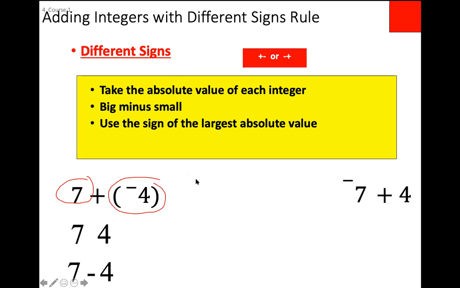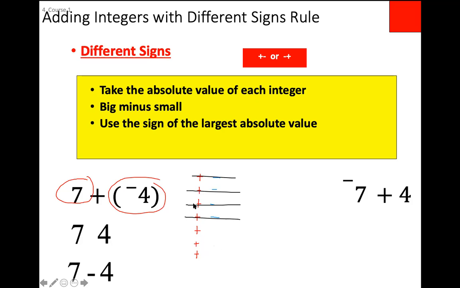If we think about this with coins, we'd have 1, 2, 3, 4, 5, 6, 7 positive coins. And I'll do it in blue here. We would have 4 negative coins: 1, 2, 3, 4. When you cancel, in other words, 1 minus 1 is 0, 1 minus 1 is 0, 1 minus 1 is 0, 1 minus 1 is 0, we're left with 3 coins that are positive.